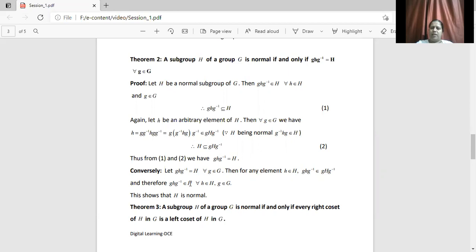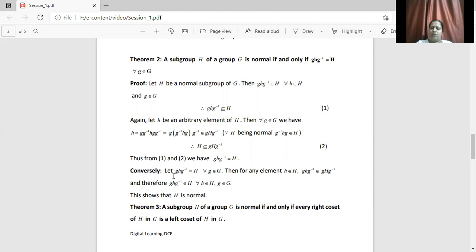Then conversely, if gHg inverse is equal to H for all g belongs to G, then for any element h in capital H, ghg inverse belongs to gHg inverse. And therefore, ghg inverse belongs to H for every h in H and g in G. This shows that H is normal.